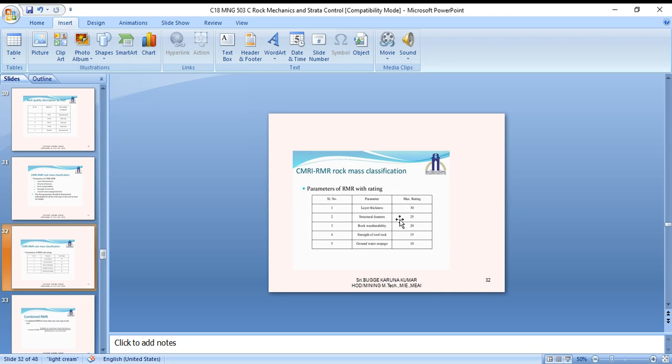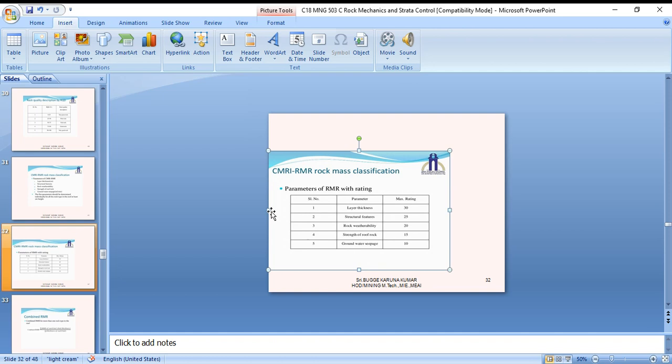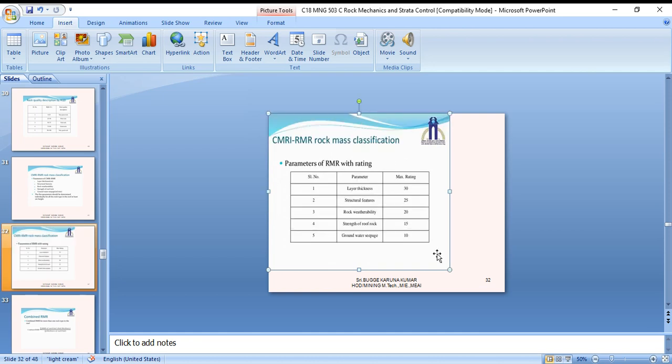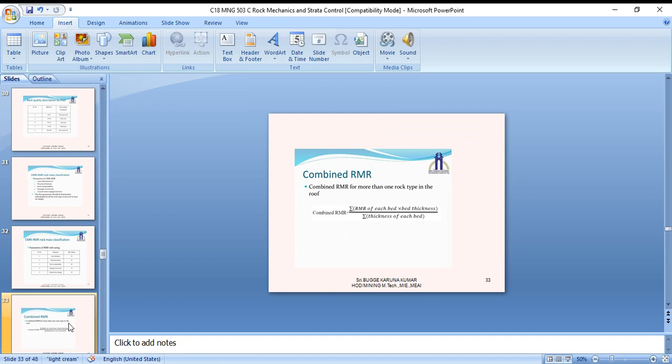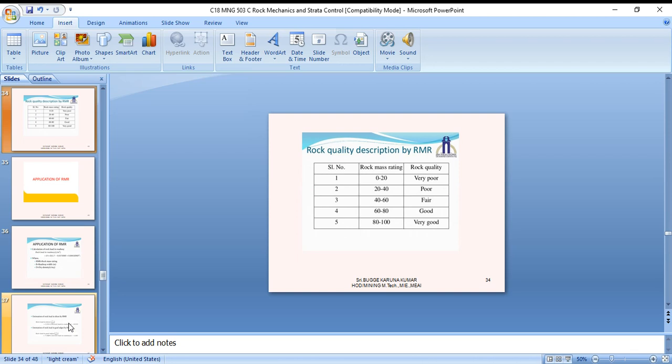The parameters for RMR with the rating: layer thickness, structural features, rock weatherability, strength of the rock, groundwater seepage. And next, the combined RMR value can also be found for the rock type in the roof. So rock quality description by RMR, rock mass rating.